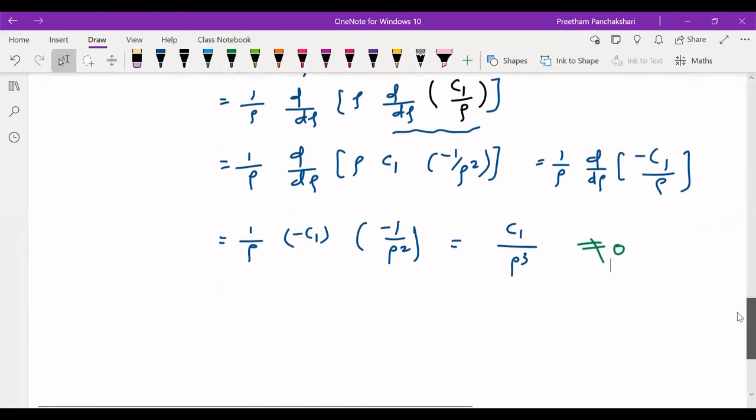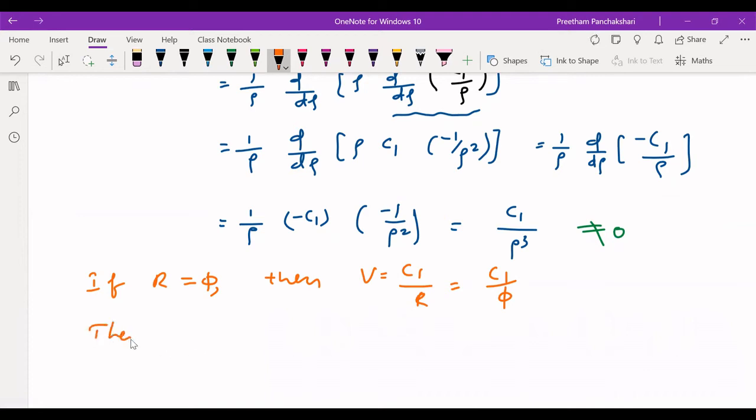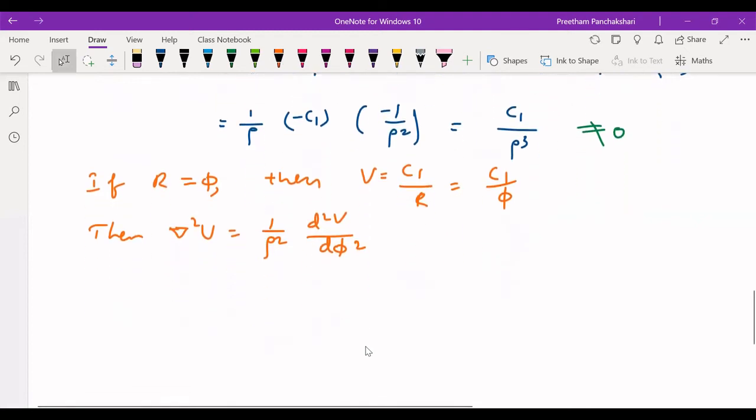Let us check the other one possible, that is phi. By inspection, you can say that it is also not possible, but if you want to try, if r equal to phi, then the given potential equation C1 by r becomes C1 by phi. Then our del square V is what? For phi, it's going to be 1 by rho square d square V by d phi square. This is the second term of the expansion, the phi component.